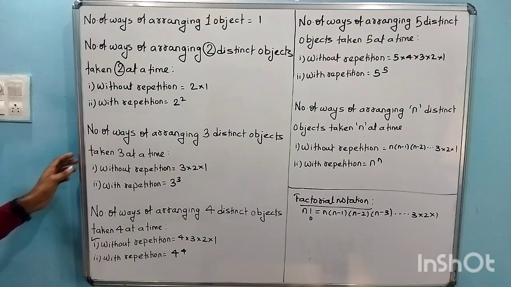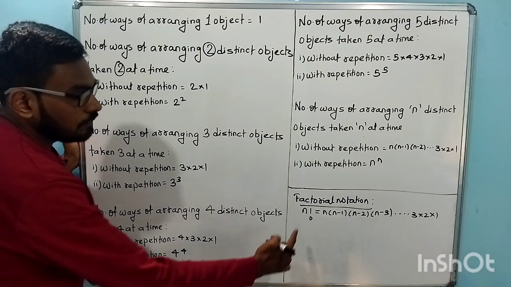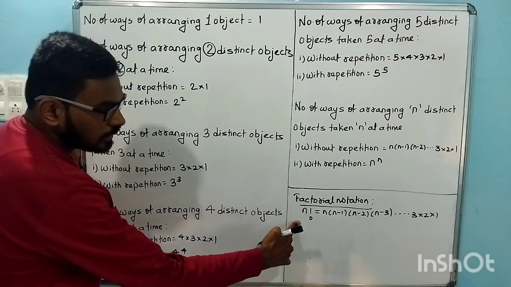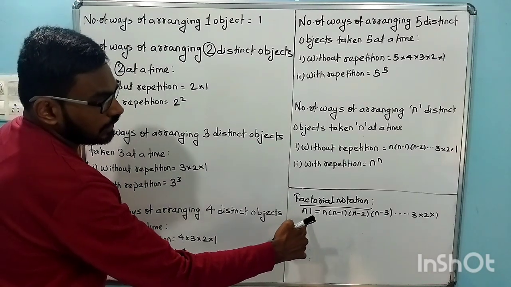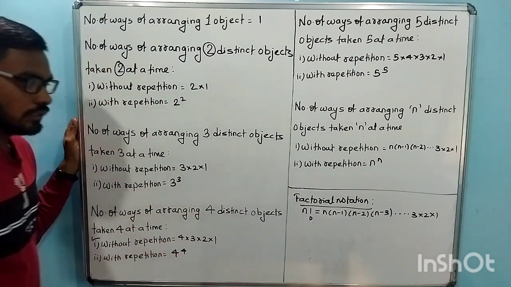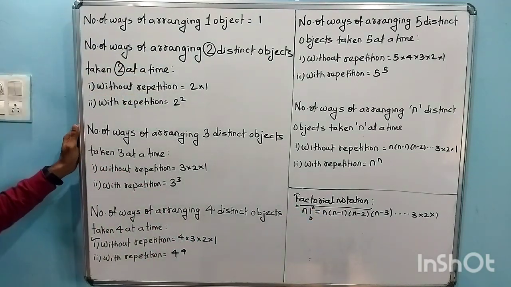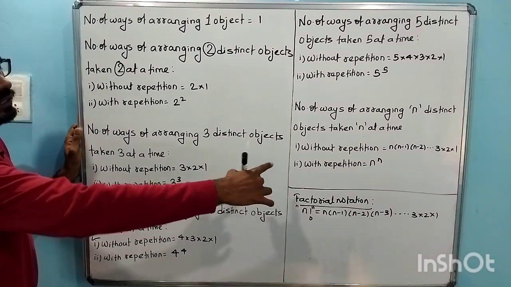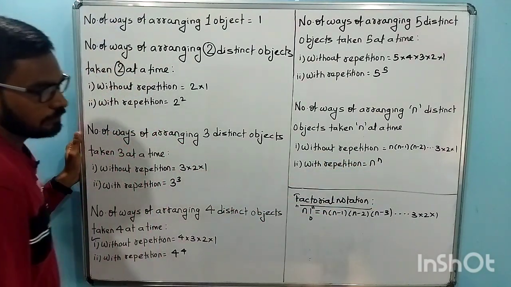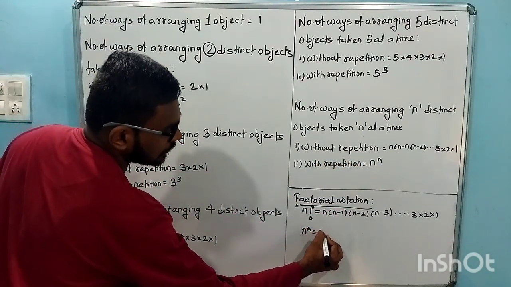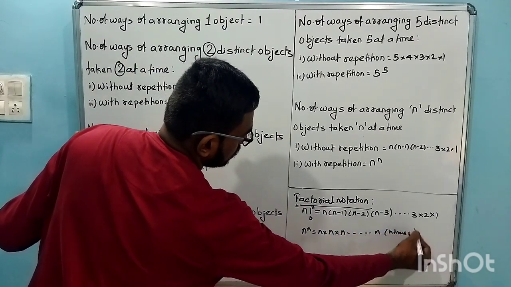Or we can say n factorial means the number of ways of arranging n distinct objects taken n at a time, or all at a time, where repetition is not allowed. It's n factorial, which is n, n minus 1, n minus 2, n minus 3 and so on till 3 2 1. And with repetition it is n raised to n, n times.